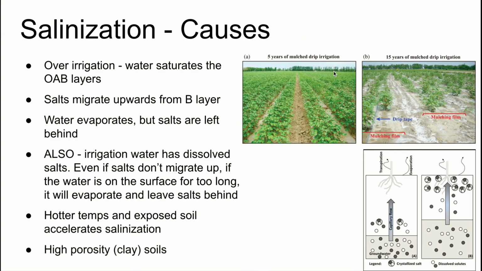And finally, high porosity soils like clay are at risk of salinization because they hold onto water so well, which means that it's really easy to over irrigate your field. You water your field, and because it's a clay soil, water isn't going through so quickly. It's staying there near the surface for a while, and it has time to evaporate and leave the salts behind. How do we prevent salinization? Don't over irrigate your fields.